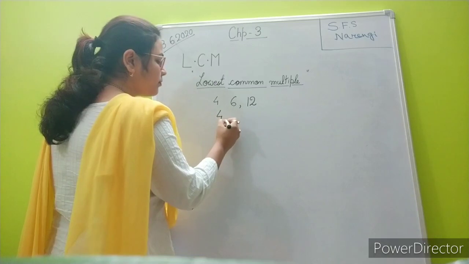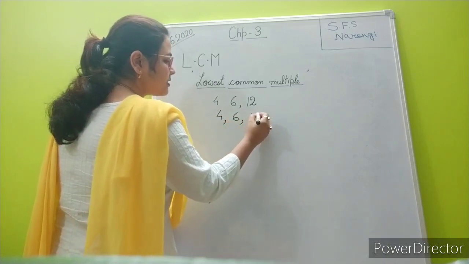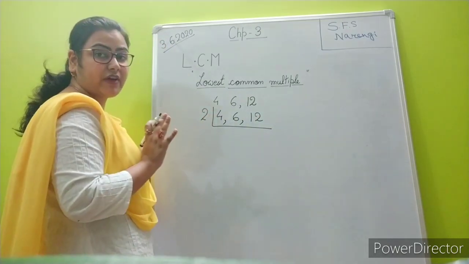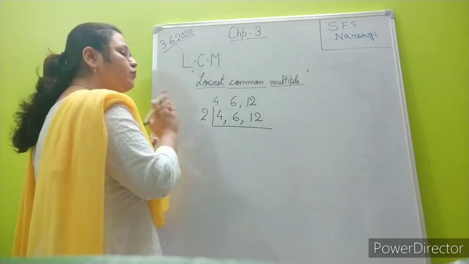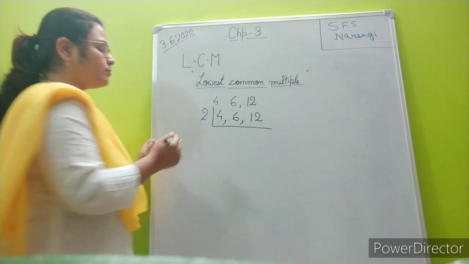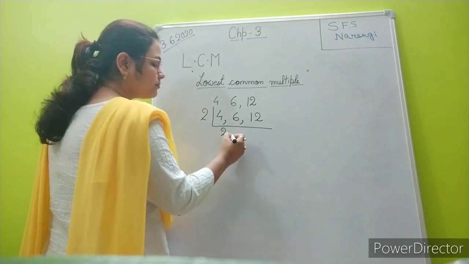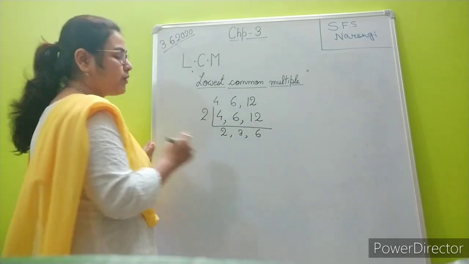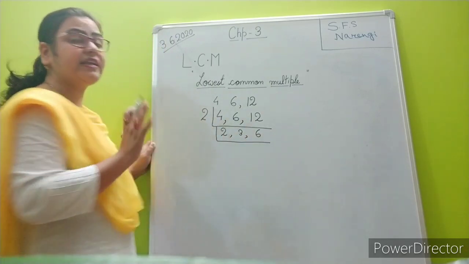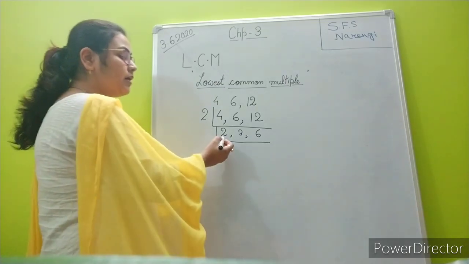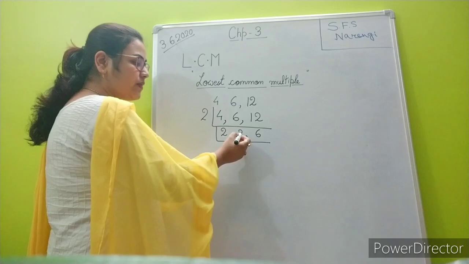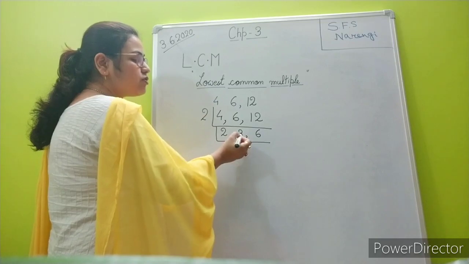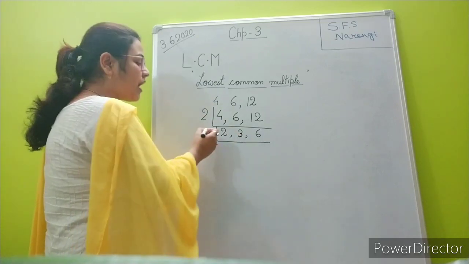So, what do we do? 4, 6, 12. Now, the first prime factor is 2. We will divide all the numbers that are divisible by 2. 2 twos are 4, 2 threes are 6, 2 sixes are 12. Now, is there any number which is divisible by 2? This one is divisible by 2. This one is not divisible by 2. This one, 6, is also divisible by 2. So we are going to divide by 2.